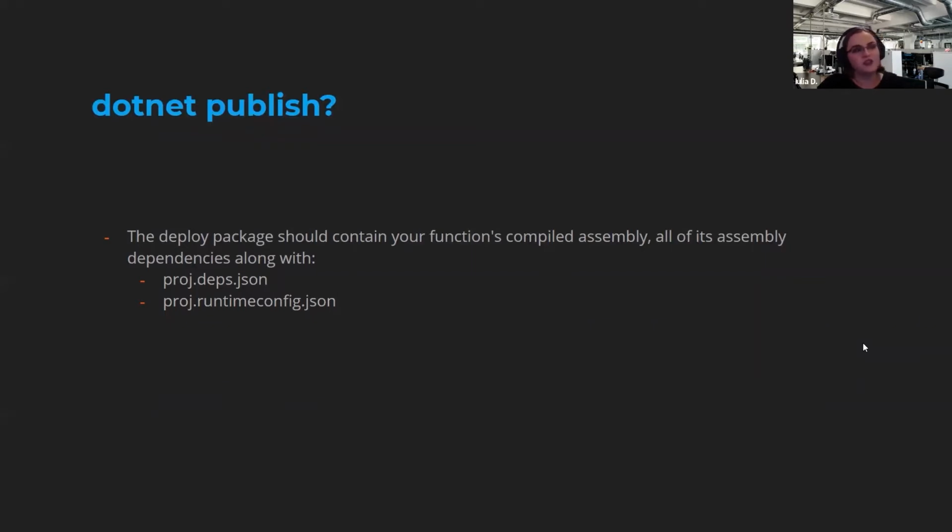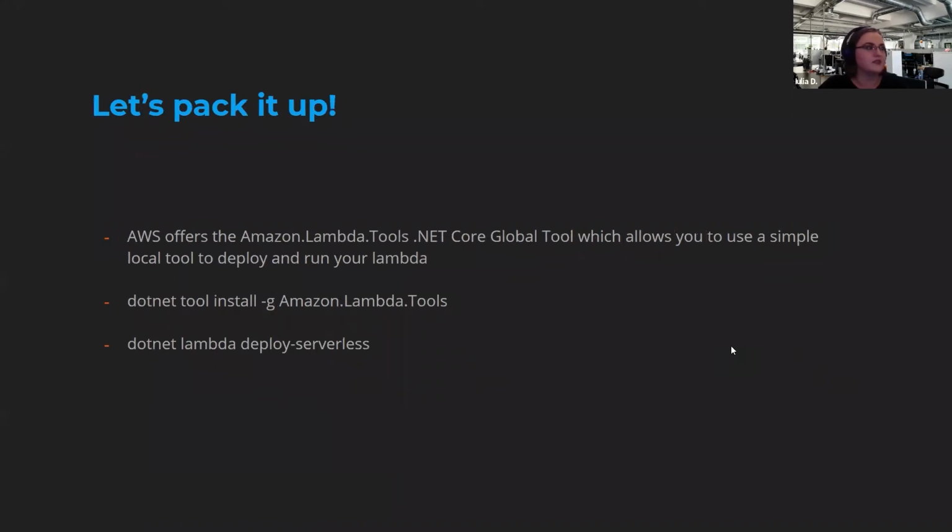But in order to make our lives as developers easier, what AWS has done, and we thank them for it, is pack all those commands and parameters into a nice little global tool, which will allow you to deploy a Lambda from your local environment. And you can install this from the .NET CLI with a simple dotnet tool install. And the command to deploy it is just dotnet lambda deploy-serverless. Very simple. We'll look at that in just a second later on.